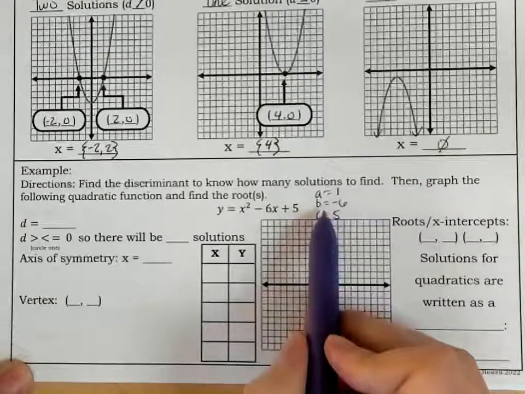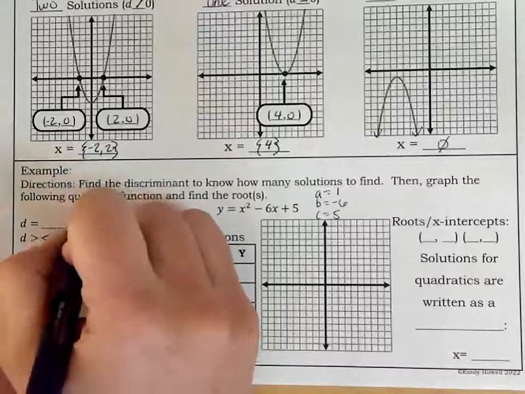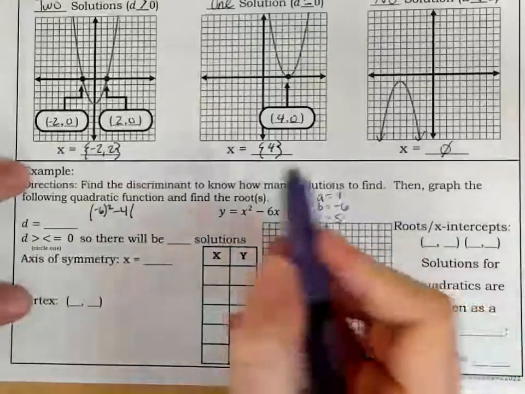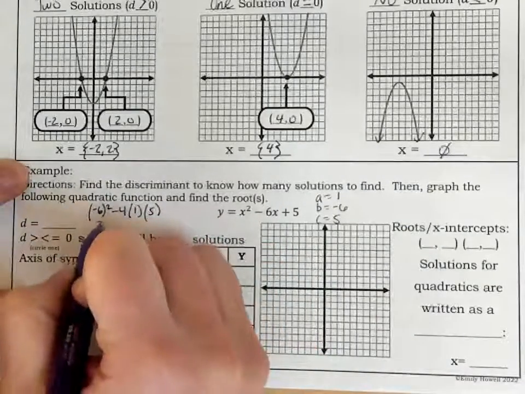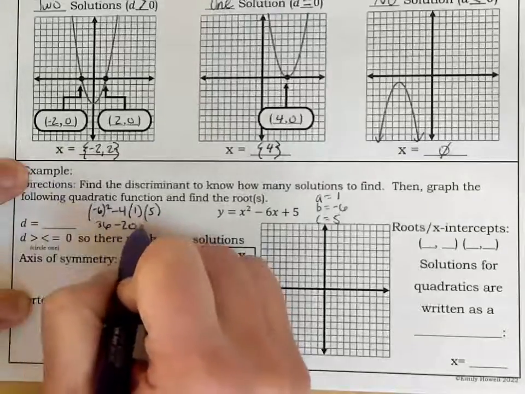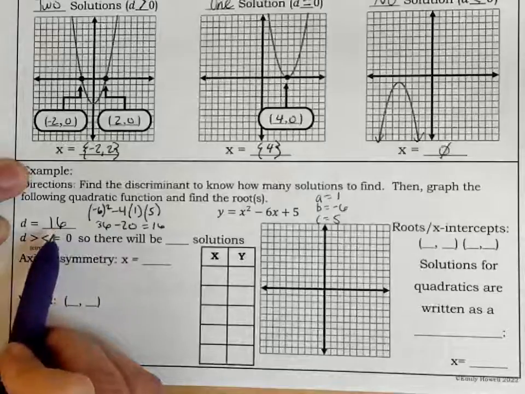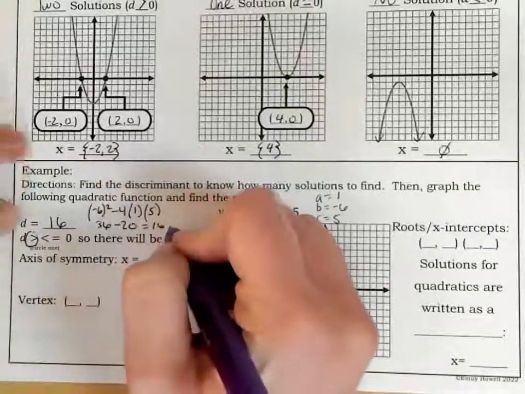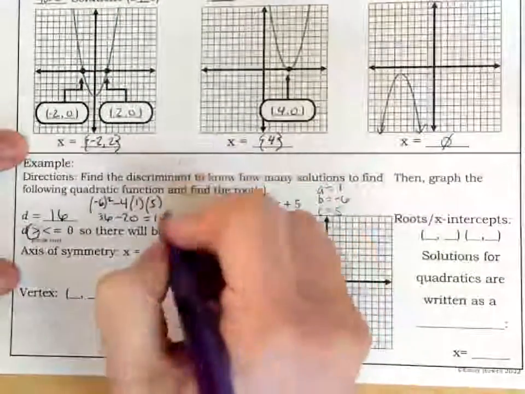So what we need to do here is plug those values in. So we have b squared, negative 6 squared, minus 4 times 1 times 5. And when we simplify that, we get 36 minus 20, which is 16. So here we have a discriminant of 16. Now that number is greater than 0, so there should be, looking up here, greater than 0, 2 solutions.